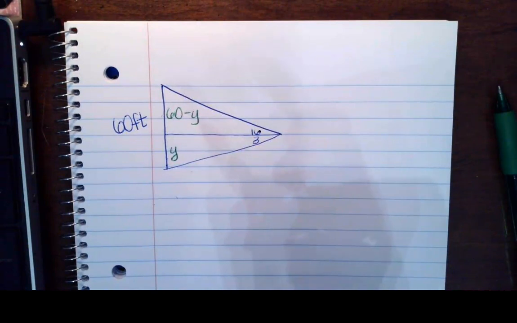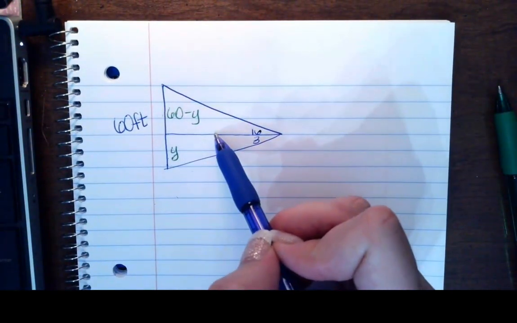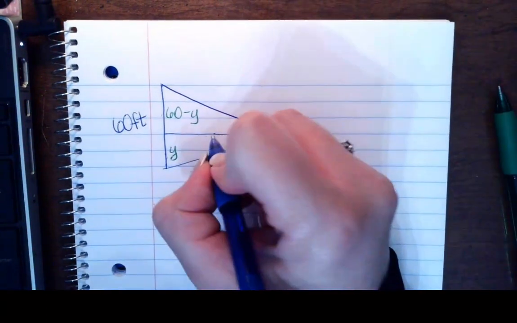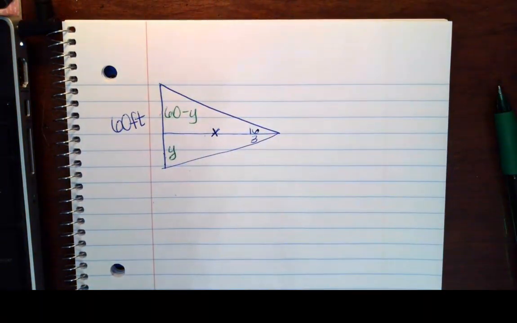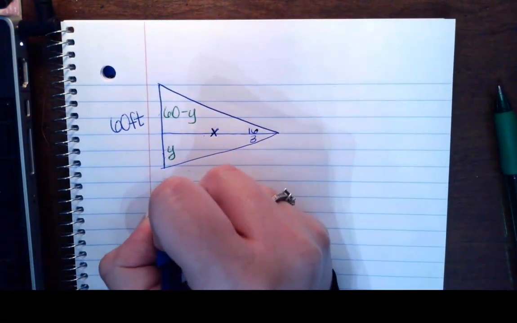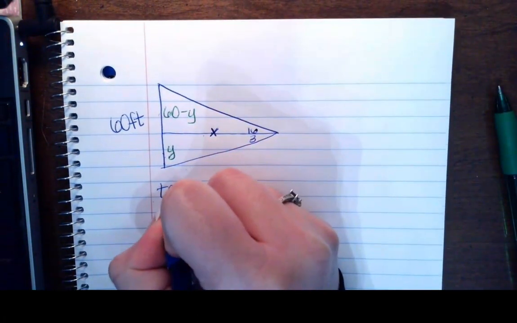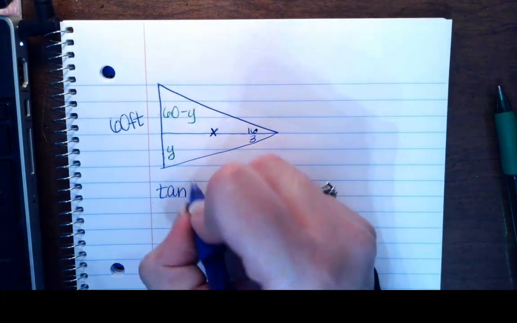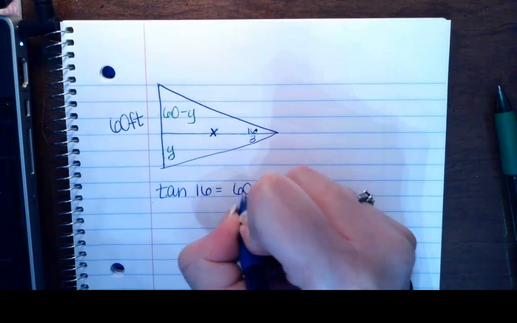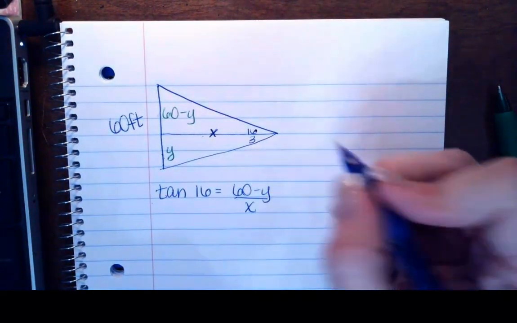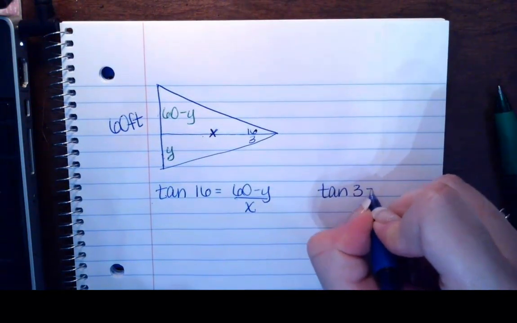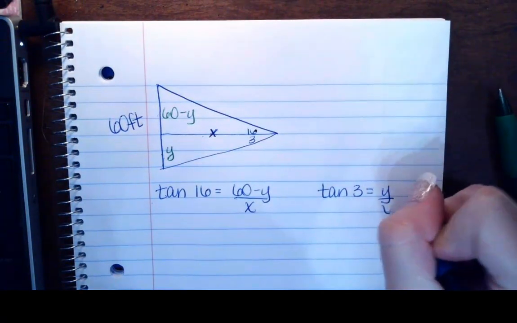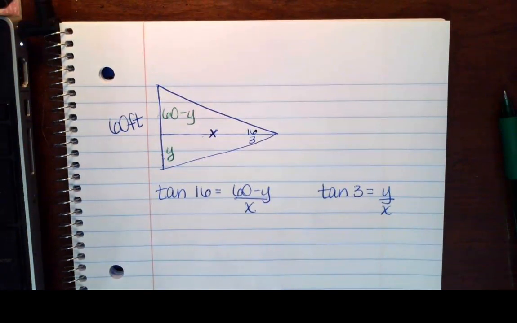So now what do I know? I know that this little piece can be related to this piece, and this little piece can be related to this piece. So we're going to call this length x, and we are looking for x. Okay? So the next thing that we're going to do is take the tangent, because tangent is opposite over adjacent, and tangent is opposite over adjacent. So the tangent of 16 degrees is going to equal 60 minus y over x. And the tangent of 3 degrees is going to be y over x. And I want to solve both of these for x.